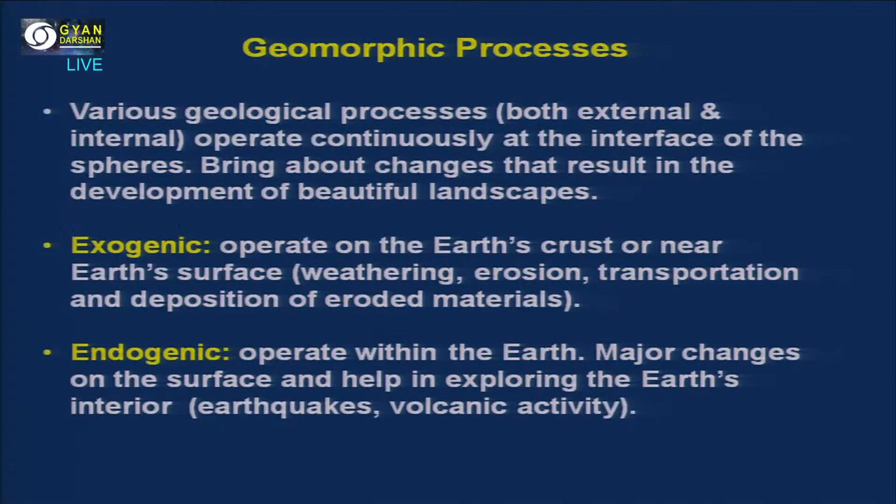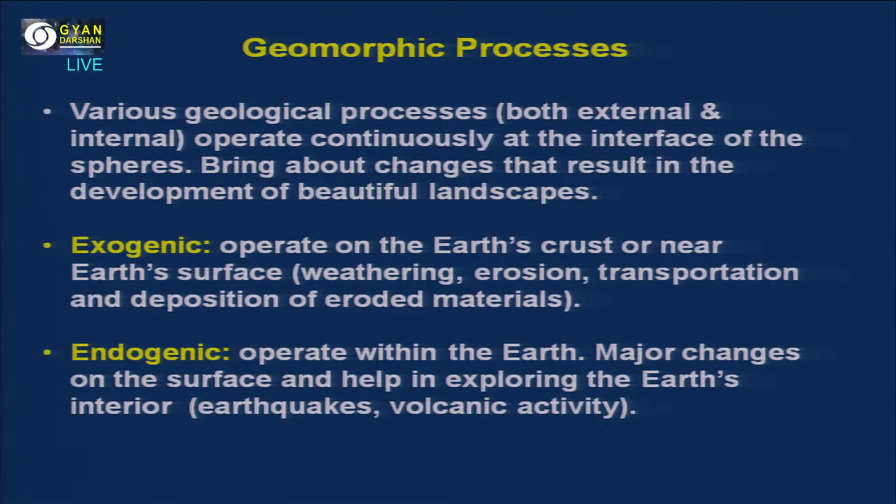We know that geomorphic processes continuously operate on the Earth's surface, and by their working they bring about large changes on the Earth's surface, and thus they create beautiful landscapes. These geomorphic processes can be categorized into two. The first is called exogenic or exogenetic, or external processes. These processes operate on the Earth's crust or near the Earth's surface, like weathering, erosion, transportation, and deposition of the materials which have been eroded.